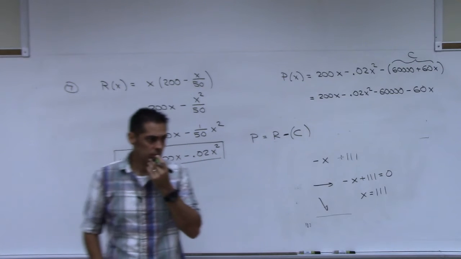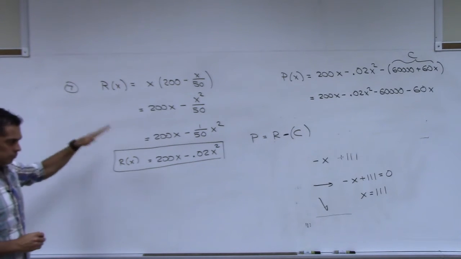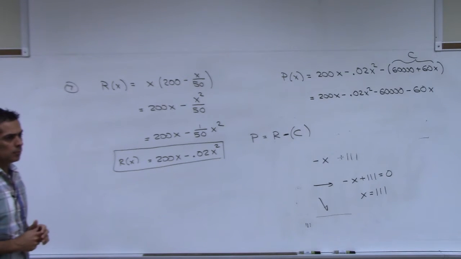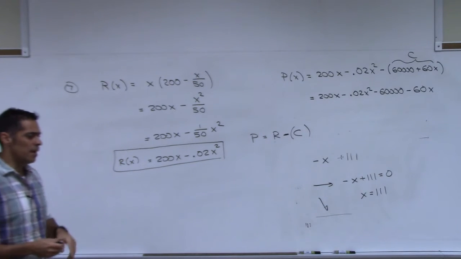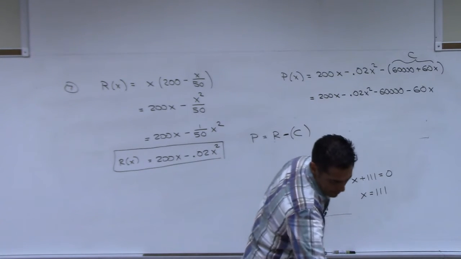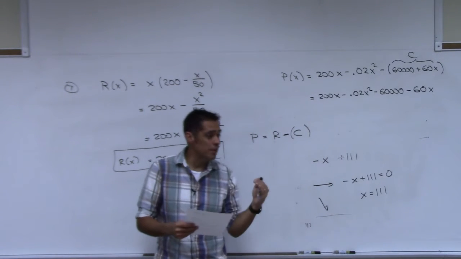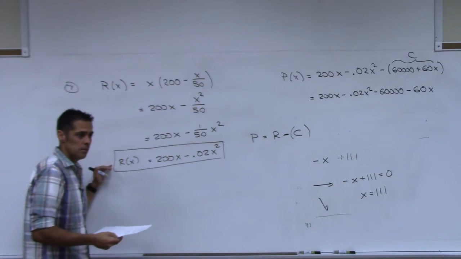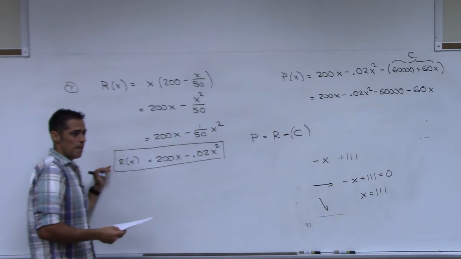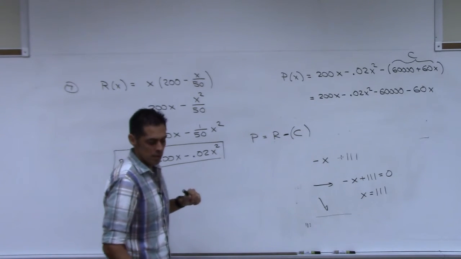Why are we doing revenue right away when the question is for profit? The question asks for two different things. Part A says to find the maximum revenue. So I work with the revenue function, and only the revenue function.